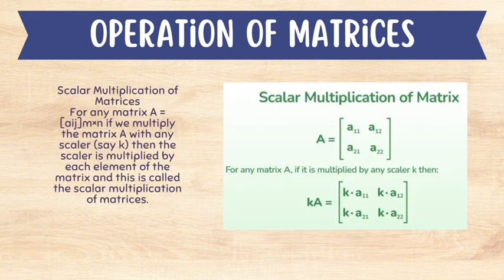Scalar multiplication of matrices. For any matrix A of order m times n, if we multiply the matrix A with any scalar, say k, then the scalar is multiplied by each element of the matrix. This is called the scalar multiplication of a matrix.